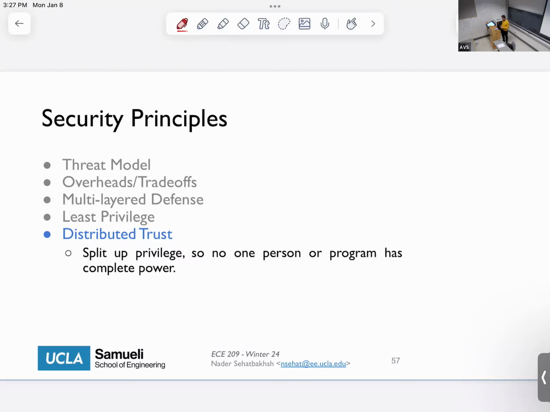So distributed trust, and again, two-factor authentication is kind of the idea of distributed trust. There is one that is a password, maybe in your computer, there's also one in your cell phone, and the attacker needs to access both of them in order to successfully launch an attack.